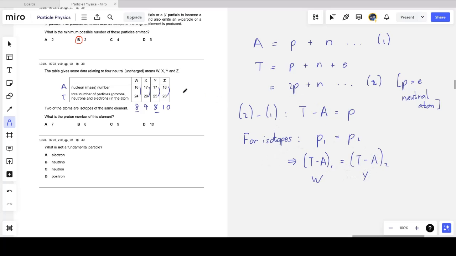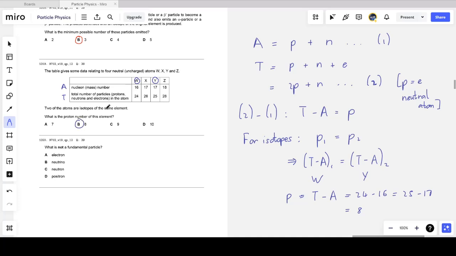Hooray! So now I've determined that I'm only really concerned about W and Y. But I want to find the number of protons, because for the isotopes, they will have the same number of protons. But wait a minute, proton number, I can use my equation that I derived above, is T minus A. So for either one of these, it's the bigger number minus the smaller number. It's 24 minus 16, or it's 25 minus 17, which is 8. And that corresponds to option B.